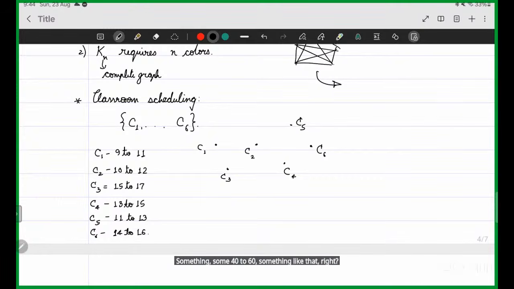Now, can I have class 1 and class 2 in the same classroom? Course 1 and course 2 in the same classroom?